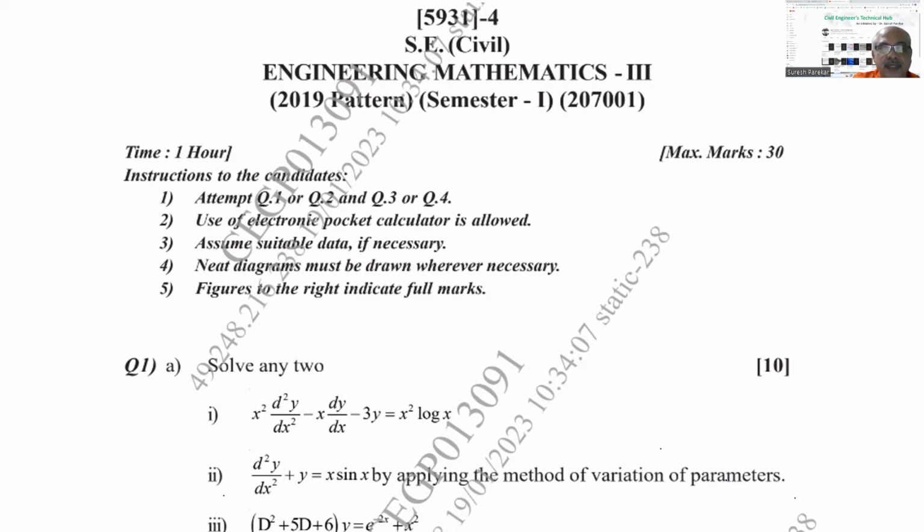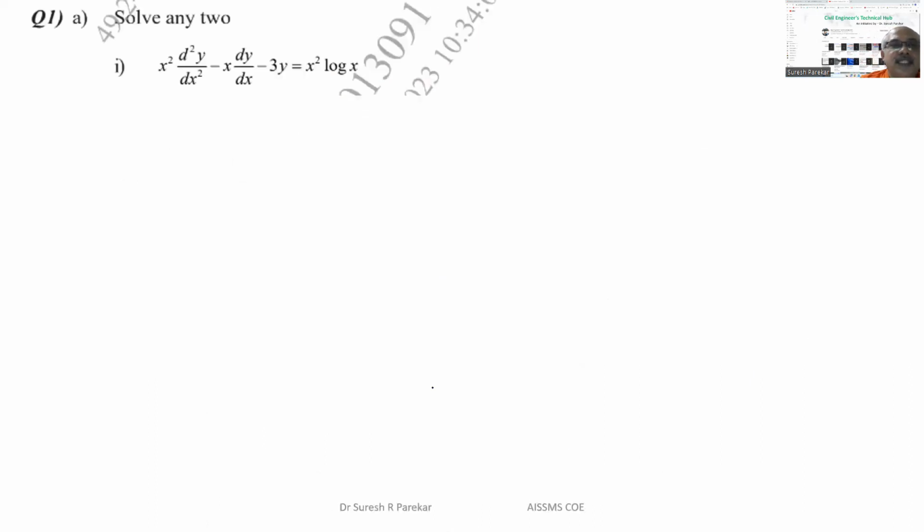Now we will go with the first problem, that is x square d2y by dx square minus x dy by dx minus 3y equal to x square log x. Now you can see in this we have this x square. So these coefficients are variable, and therefore we have to go for Cauchy's equation or Cauchy's method or Euler's method to solve this.